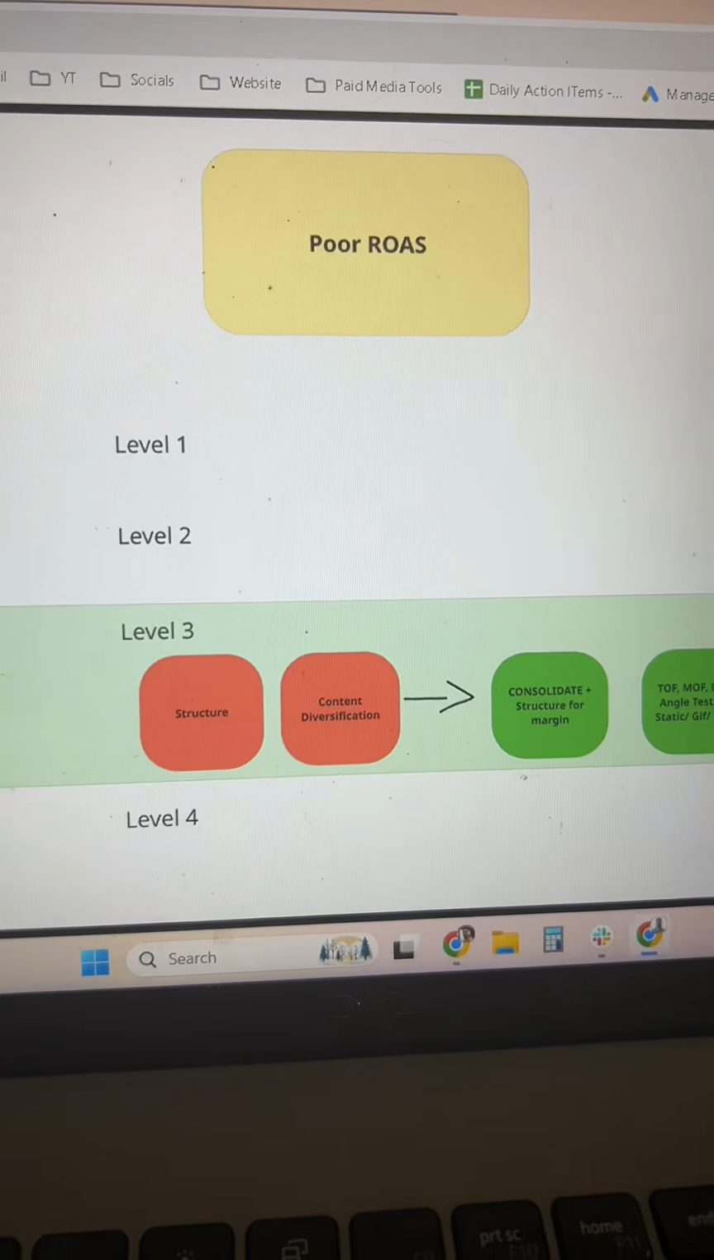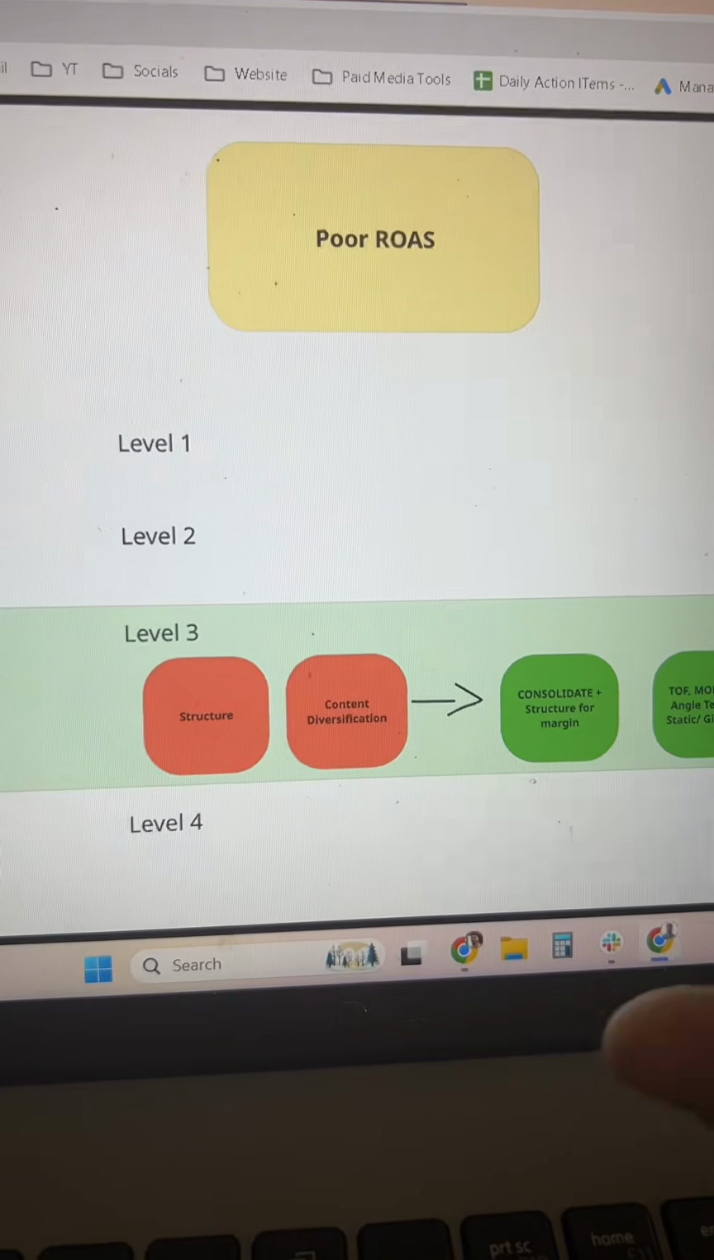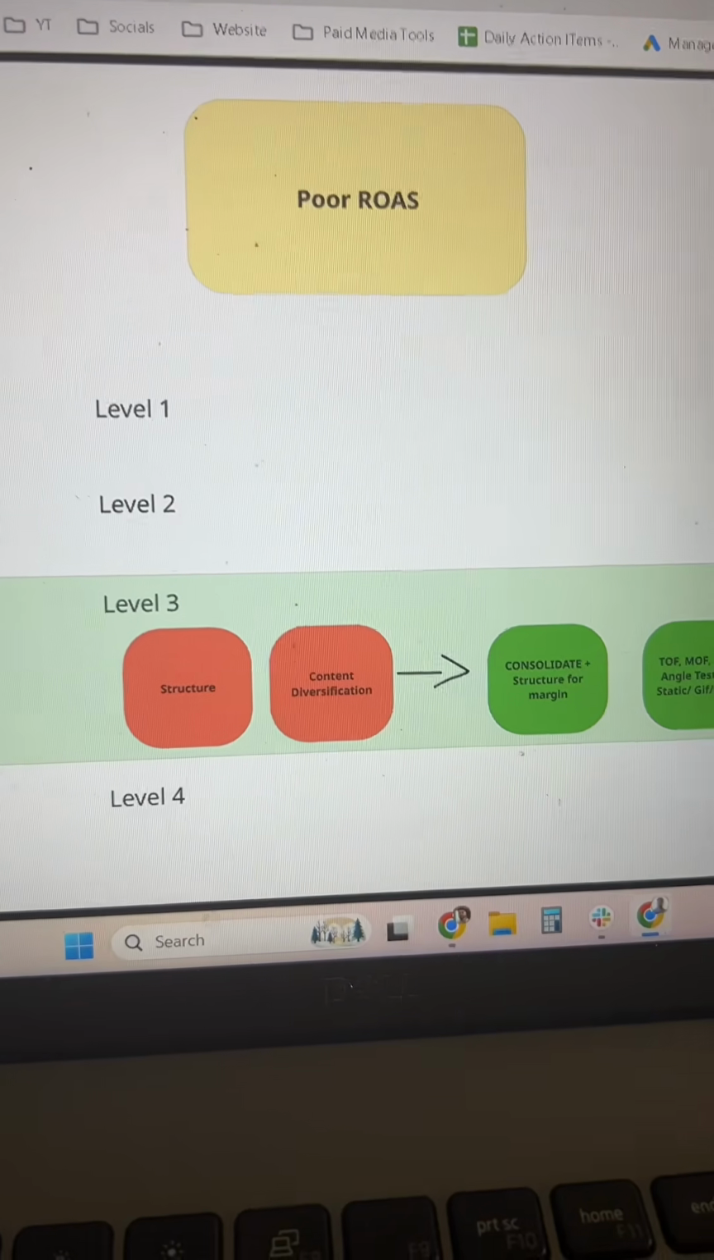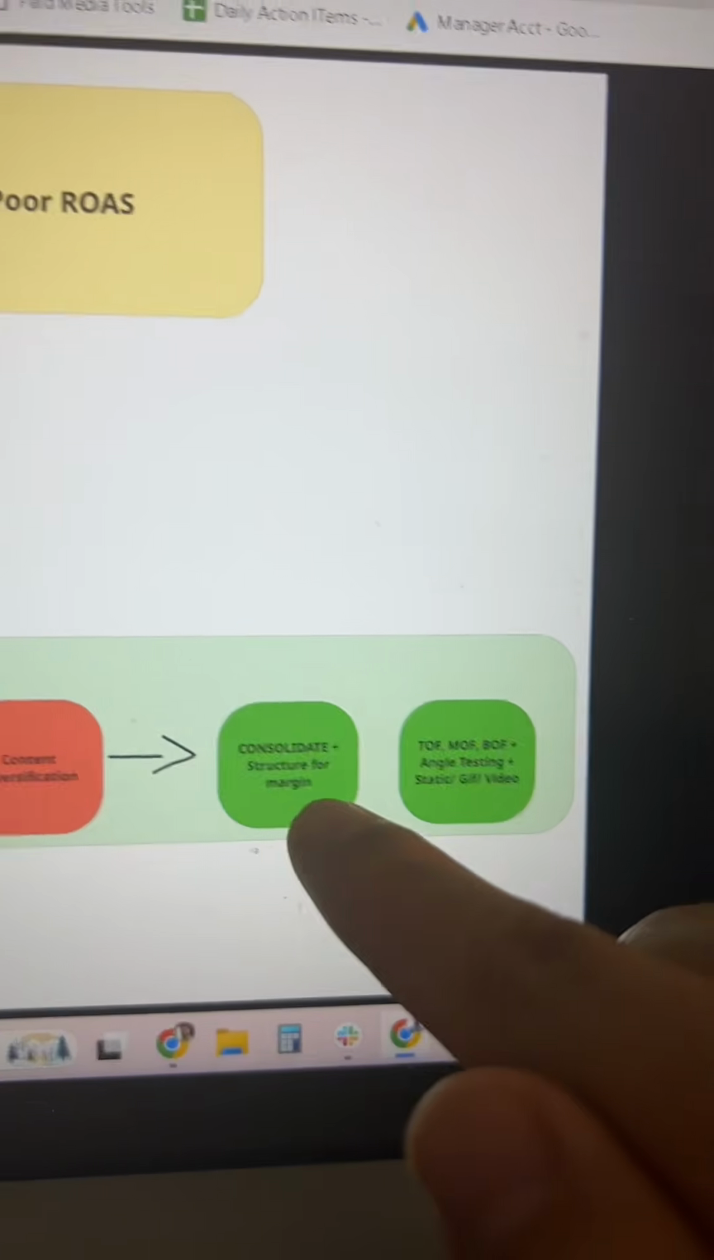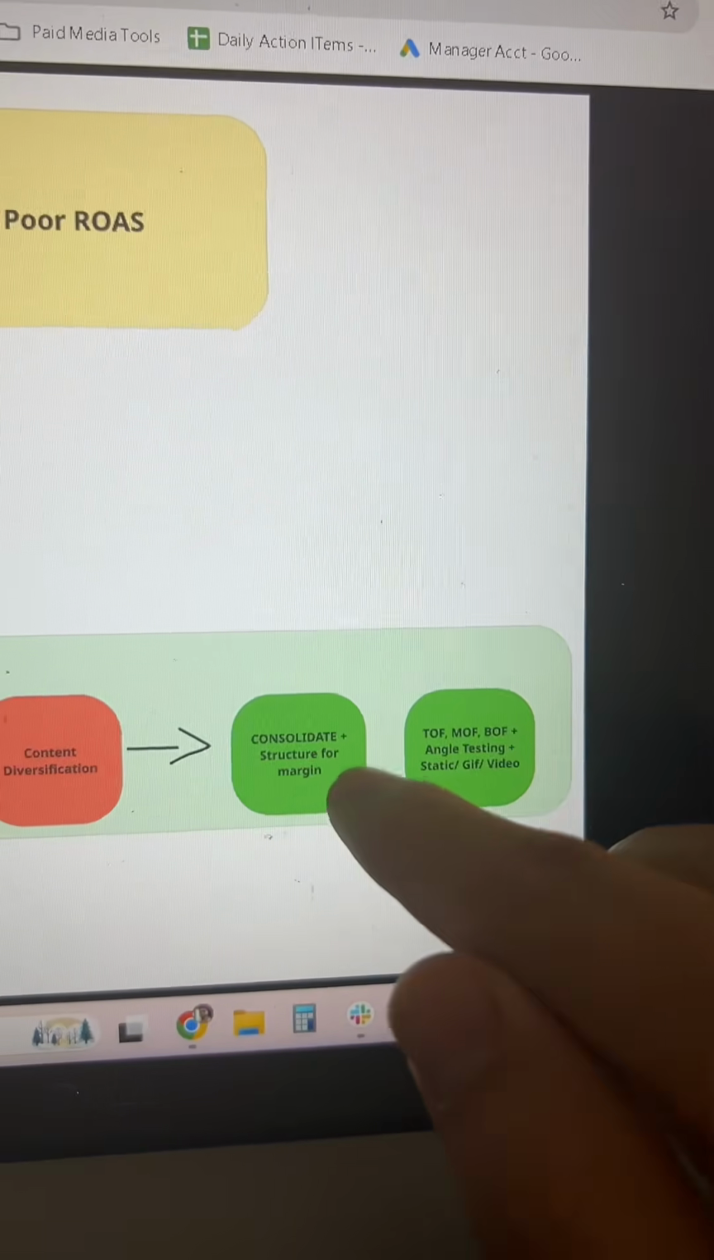So with the structure, what I see time and time again is people are just launching tons of campaigns. They don't really have any meaning around them. They're using them as creative testing campaigns, but there's so many of them and there's really no mechanism for scaling. And so the solution to this is consolidate your ad account.